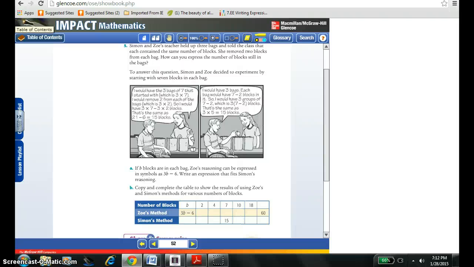Hey C&D period. Here we are again, Simon and Zoe, back to the world of bags and blocks. This will be shorter, I promise. So let's just finish up investigation 1 and then I'll have a third video on investigation 2.